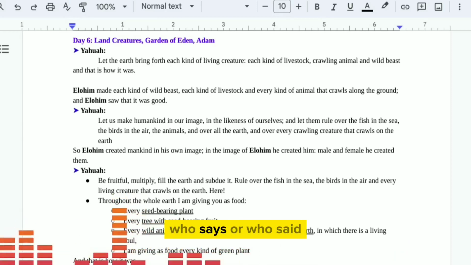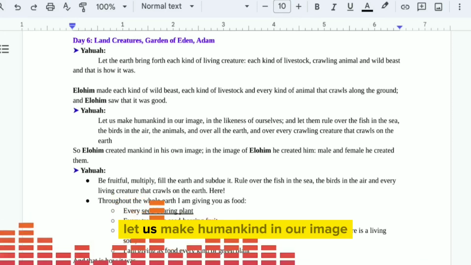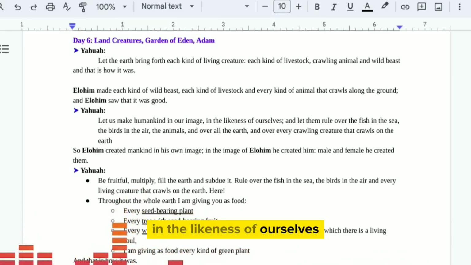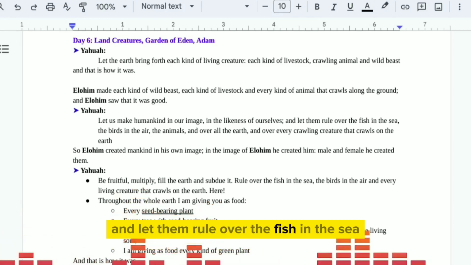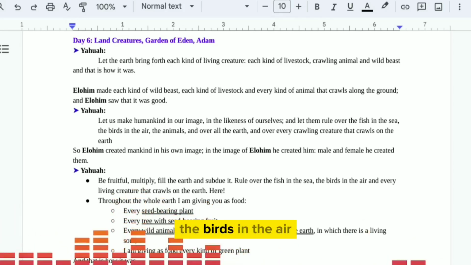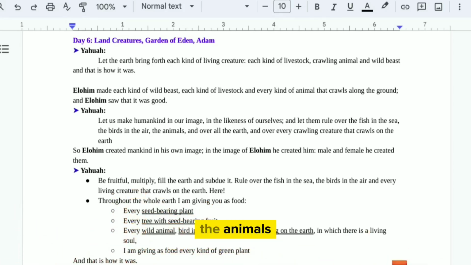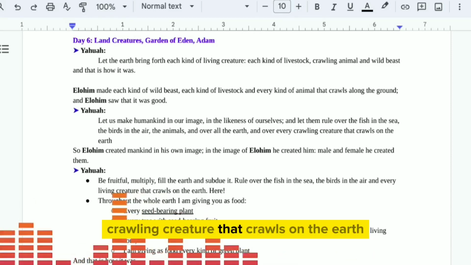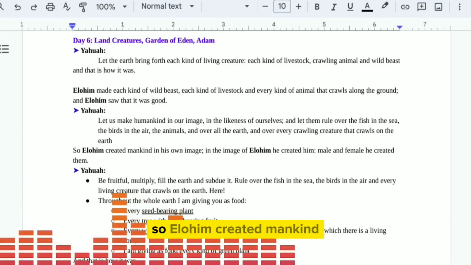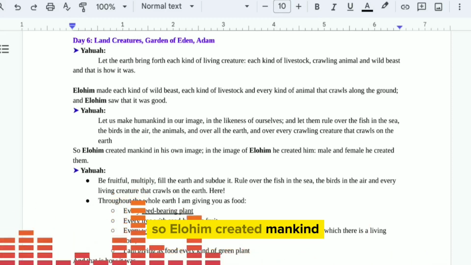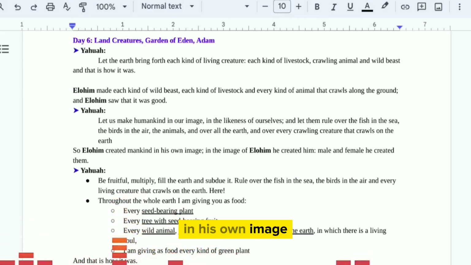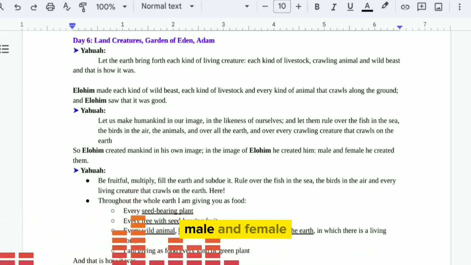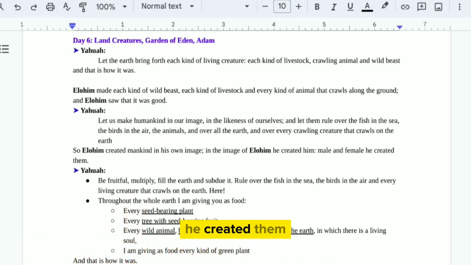And Yahuwah said, let us make humankind in our image, in the likeness of ourselves, and let them rule over the fish in the sea, the birds in the air, the animals, and over all the earth, and over every crawling creature that crawls on the earth. So Elohim created mankind in his own image. In the image of Elohim, he created him, male and female, he created them.